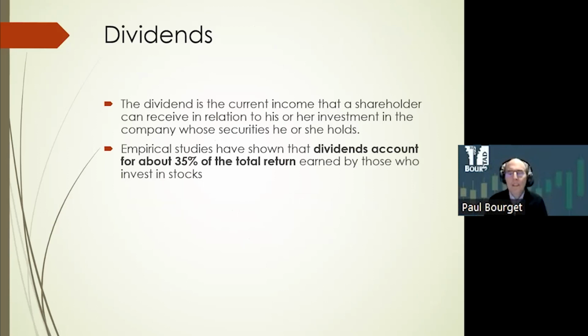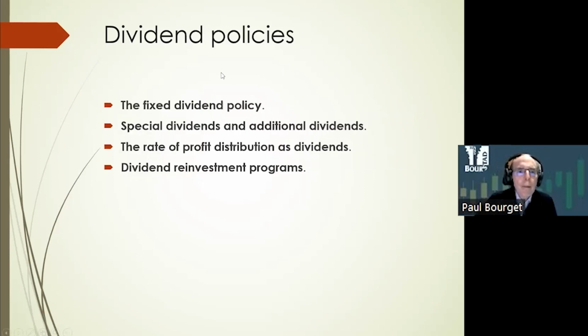Let's talk of dividends now. Dividends are the current income that the shareholder can receive in relation to his or her investment in the company whose securities he or she owns. Empirical studies have shown that dividends account for approximately 35% of the total return. So, dividend policies: fixed dividend policy, special dividends, and additional dividends, the rate of profit distribution as dividend, and firms can offer a dividend reinvestment program.